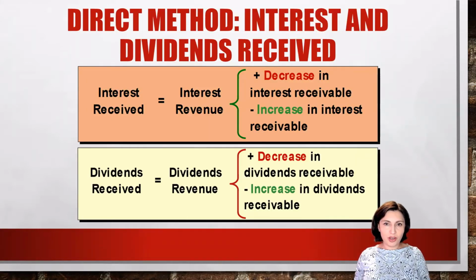Accrual basis revenue accounts, such as interest revenue and dividends revenue, need to be adjusted for increases or decreases in the related receivable account. These computations are very similar to the revenue example on the previous slides.